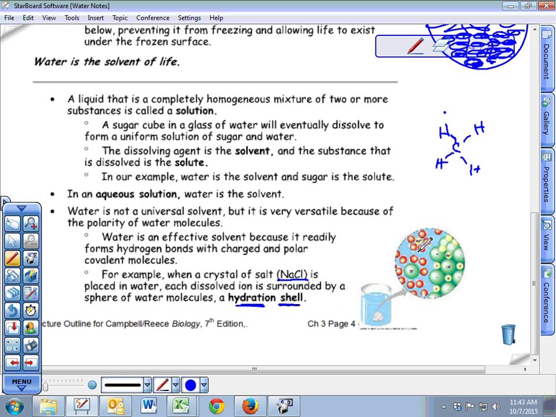No, this is polar. Oh, this would be non-polar, because it's got hydrogens. That's methane, the gas that comes out of your stove if you have a gas stove. So this hydration shell is literally this layer of water surrounding the molecule, holding it away from neighboring molecules of that stuff.